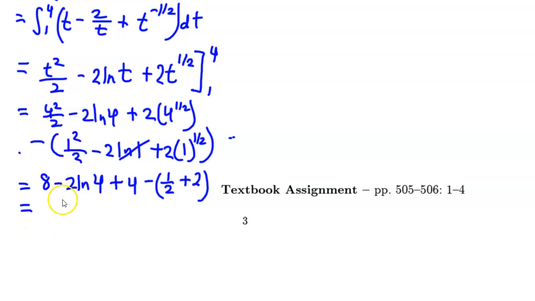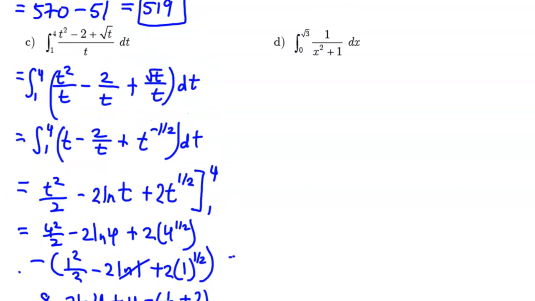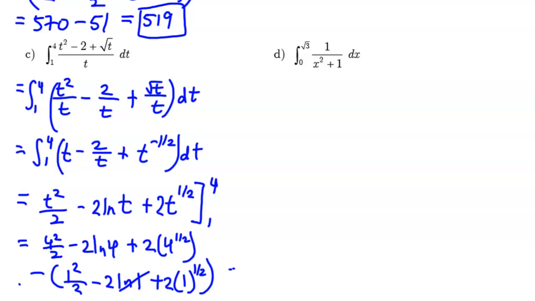Okay, so maybe I can come up with an exact value for this. This would be 8 plus 4 is 12. 12 minus 2 is 10. Minus half is 9.5. So 9.5 is 19 over 2 minus 2 ln 4. I think at the end of the day, the answer is approximately 6.73. And so there's our answer. And we'll leave the last one for you as an exercise.